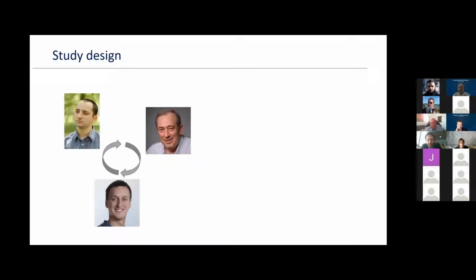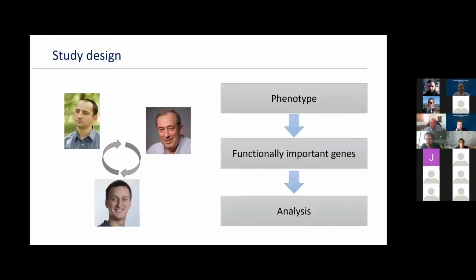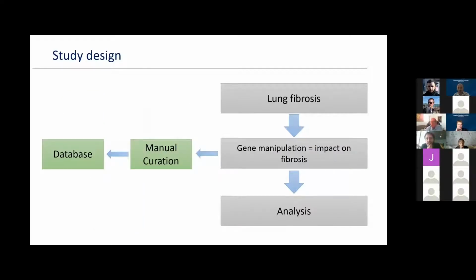And the design is pretty straightforward, and this is a design we see a lot, right, in our groups. We take a phenotype, we ask what are the functionally important genes for this phenotype, and then we analyze the genes, right? It sounds very, very simple and straightforward. God is in the details. The phenotype we're talking about here is lung fibrosis.